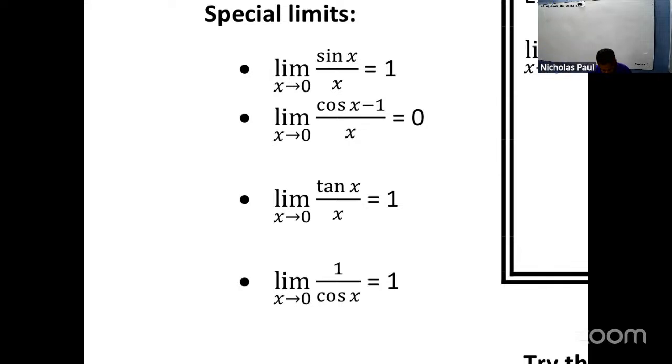So there you have the rules to learn. Tan x on x is the same thing. But take a look at the plus. Cos x minus 1 on x is equal to 0, not cos x on x. Don't make that mistake. So those are the ones that you have to learn. Once you see sin x on x, that value will always be 1.